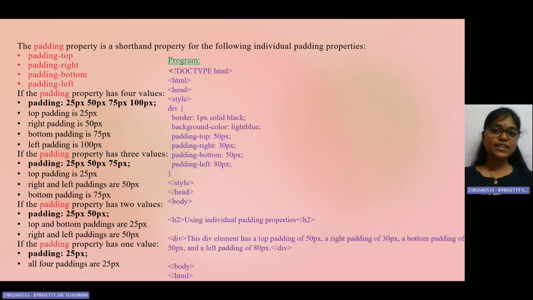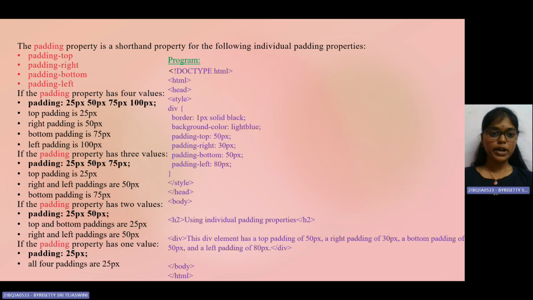And if there are only three values, then the top padding will be 25, the right and left padding will be 50 pixels, and 75 pixels will be the bottom padding. If there are only two values, then top and bottom will have 25 pixels, and right and left will have 50 pixels. If there is only a single value, 25 pixels, then all four sides, top, bottom, left and right, will have the same padding of 25 pixels.